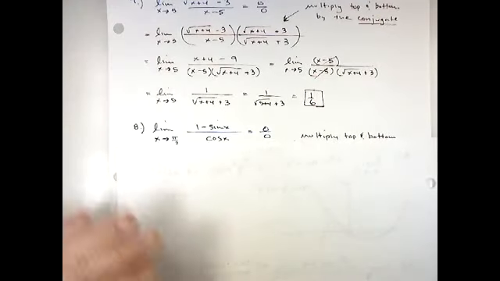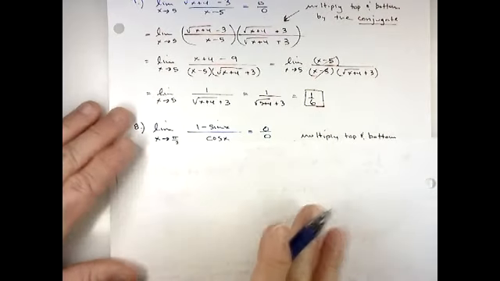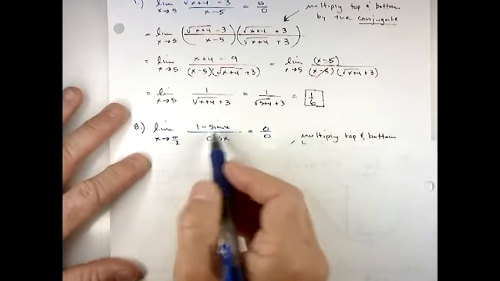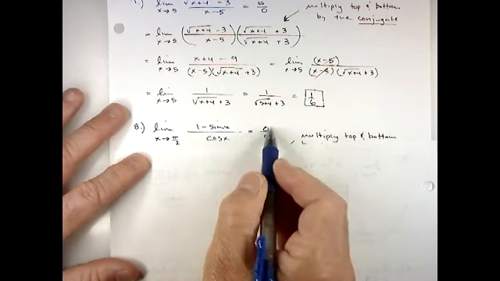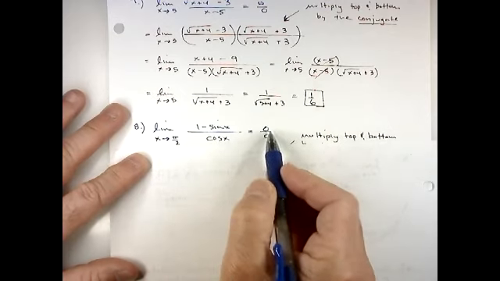Okay. We can do limits with trig functions. If x approaches pi over 2, the sine of pi over 2 is 1, so I have 1 minus 1 is 0. Cosine of pi over 2 is 0, so it's another 0 over 0 limit.